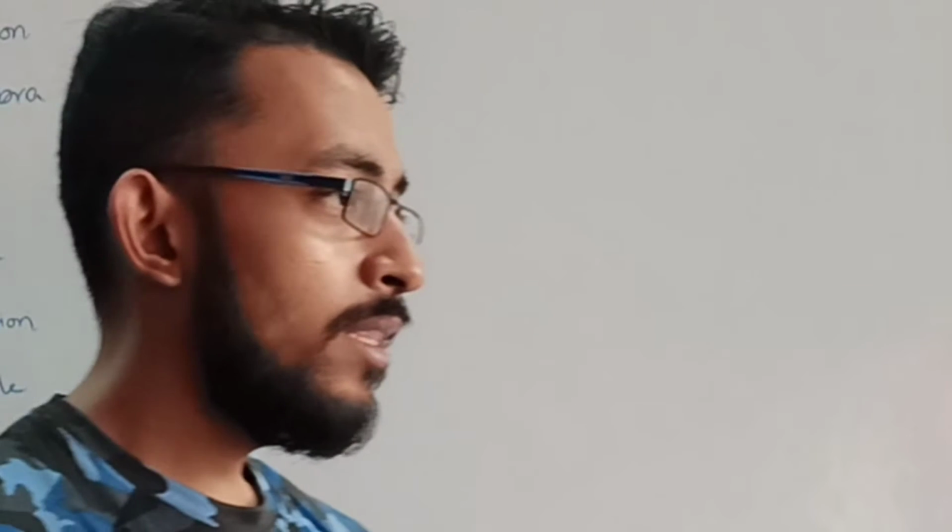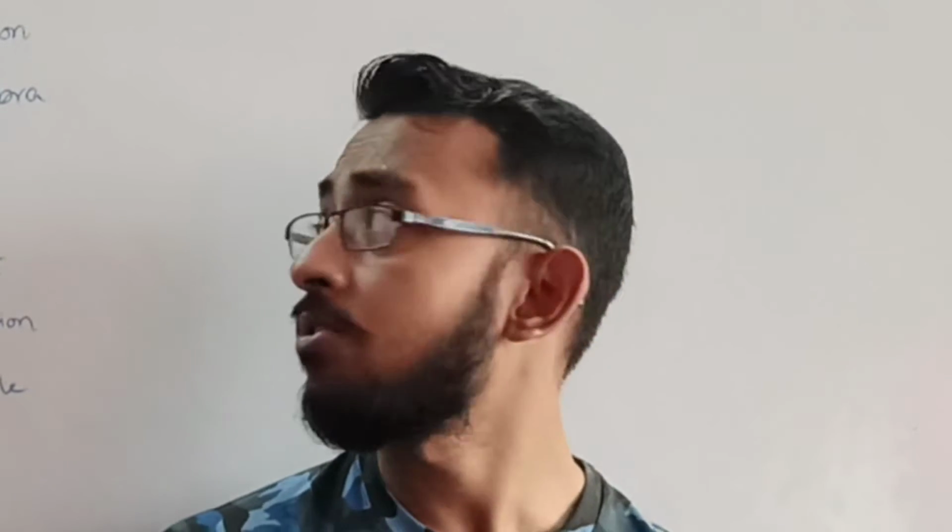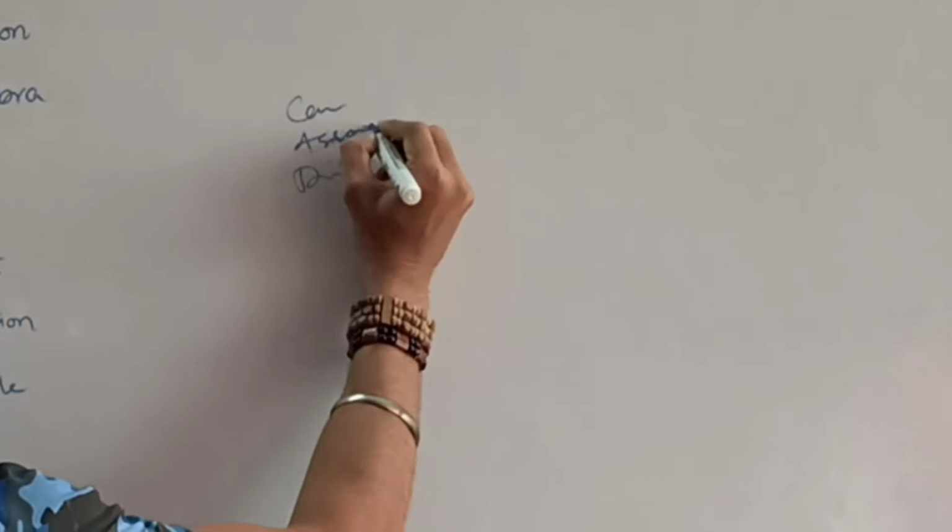Now we will see some laws and rules of Boolean algebra. There are basically three laws for Boolean algebra. One is commutative, one is associative, and third one is distributive. You all are aware of these three from your mathematics.